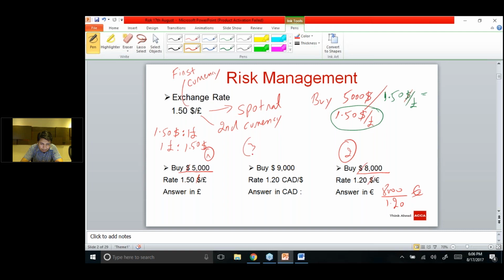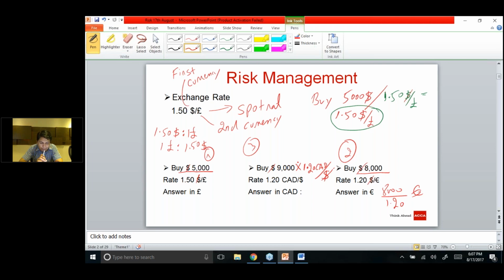And in this example, you can't divide by the exchange rate because dollar and Canadian dollar are not similar currencies. So in this case, you have to multiply by 1.2 Canadian dollar over US dollar. US dollar will be cancelled out and the answer will be in Canadian dollar. So the rule is very simple. If you are getting the answer by dividing, then apply division. And if you are getting the answer by multiplying, then multiply it with the transaction amount.